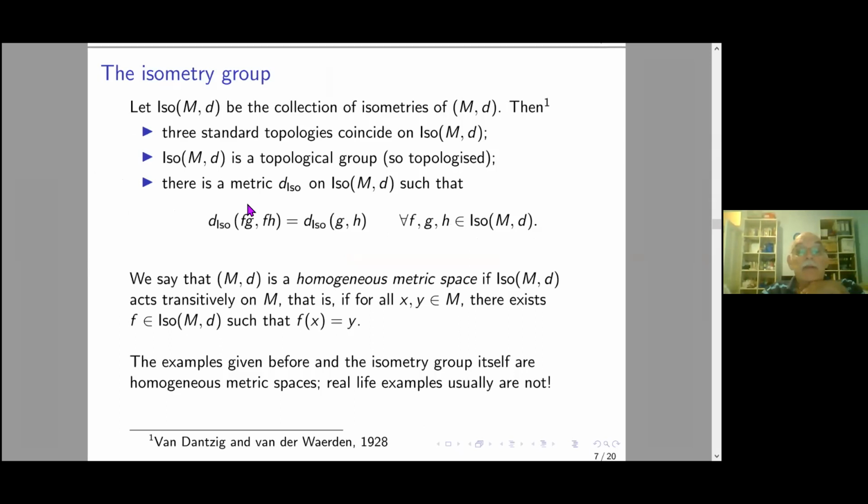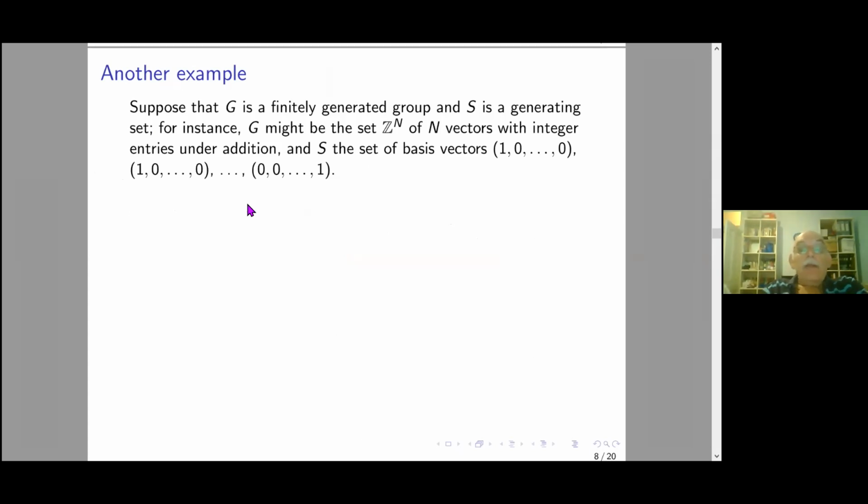Metric spaces, isometry groups: real life is not homogeneous. So here's another example. I can take a finitely generated group. Finite groups are examples of these, but also the integers are examples, or discrete lattices, such as a finite product of copies of the integers.